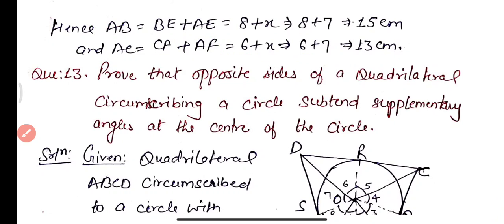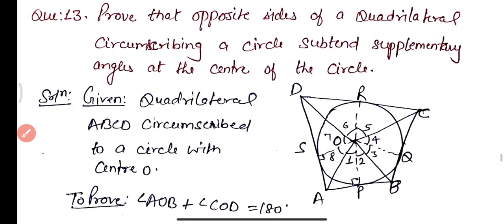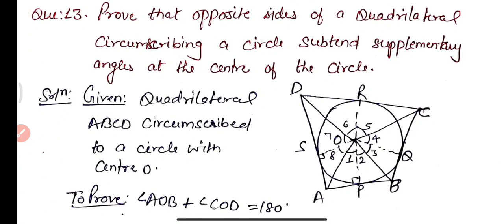So now question number 13. Prove that the opposite sides of a quadrilateral circumscribing a circle subtend supplementary angles at the center of the circle. So again, the opposite sides of the quadrilateral are circumscribing supplementary angles.